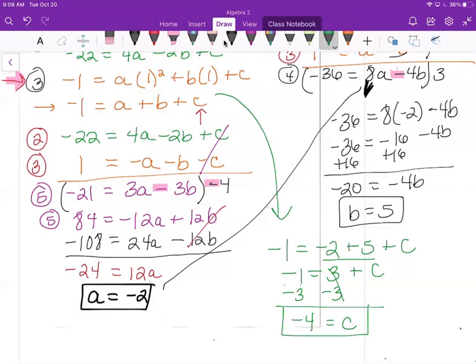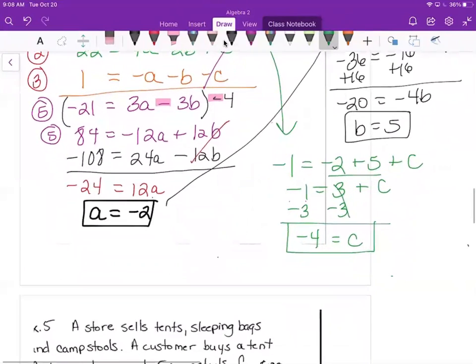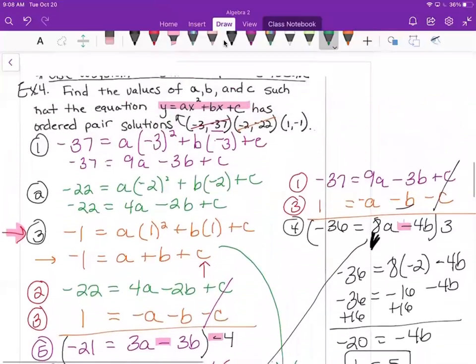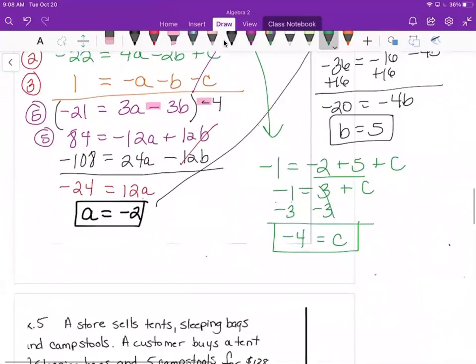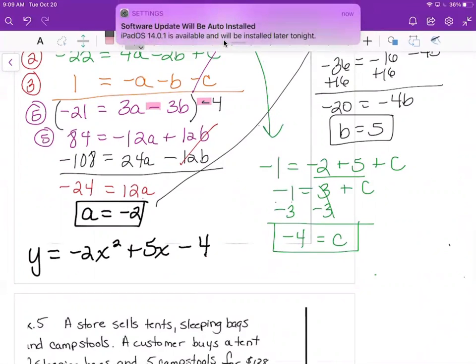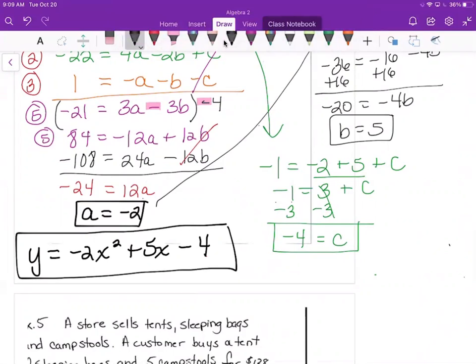So let's go back and answer our original problem. So we wanted to know what the equation was. It's y equals ax squared plus bx plus c, where we're going to plug our numbers in. Y equals negative 2x squared plus 5x minus 4. So I just replaced a, b, and c with the 3 numbers that we found that they equal.